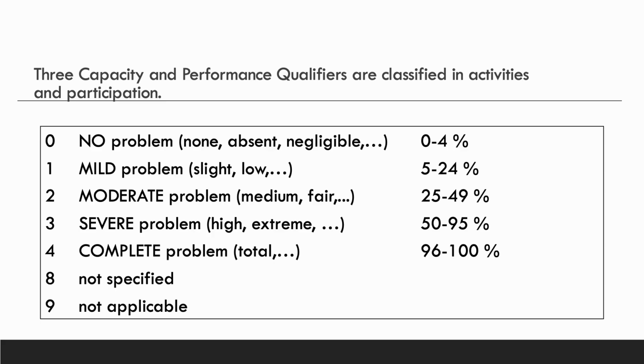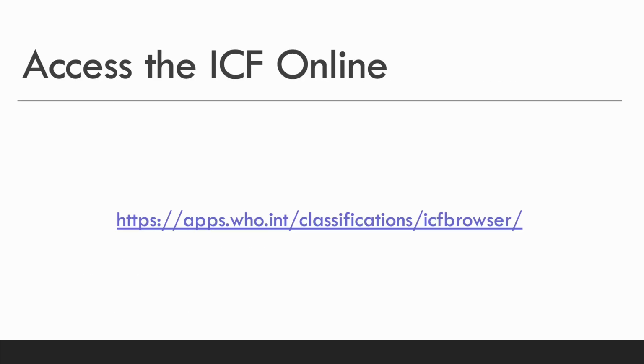So the three capacity and performance qualifiers are classified into activities and participation, as we can see below. 0 is no problem, 9 is not applicable, and then everything in between. And then this is a website where you can go independently when you're done with this lecture, where you can access the ICF. So you can go ahead and use this link. And you can also do some practice.